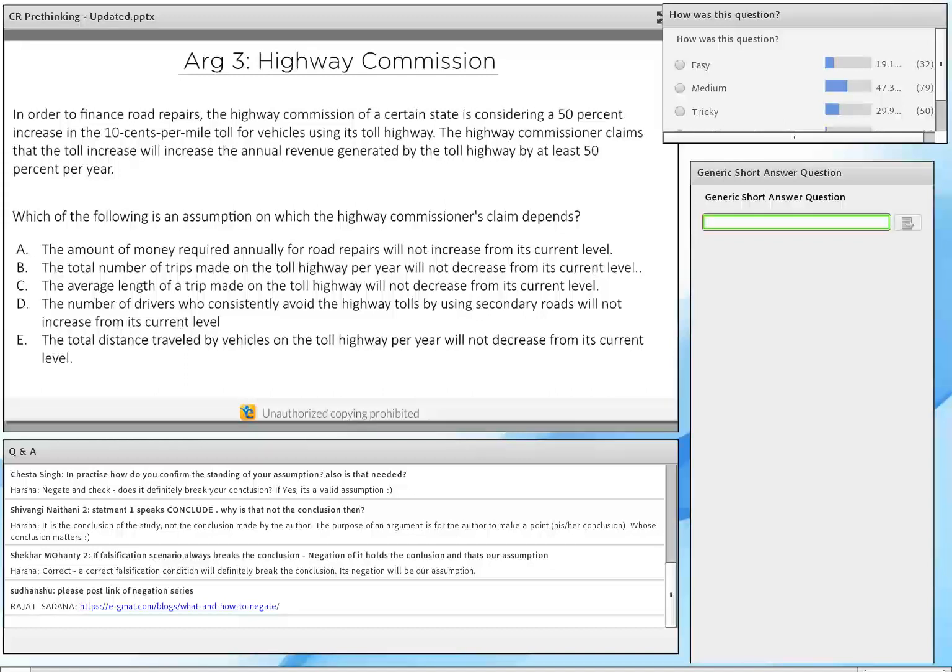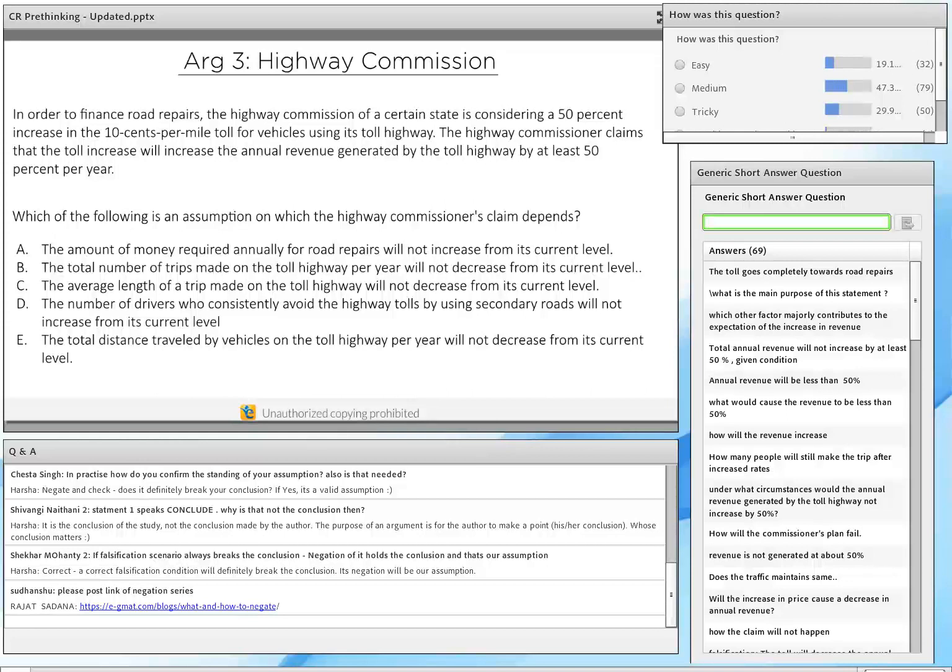And I only see one good one. Under what circumstances would the annual revenue generated by the toll highway not increase by 50%? That is the correct pre-thinking question. We talked about the format. I gave you the format. I talked about how this was about process. And yet the questions that I see over here do not adhere to the process. A good chunk of them.